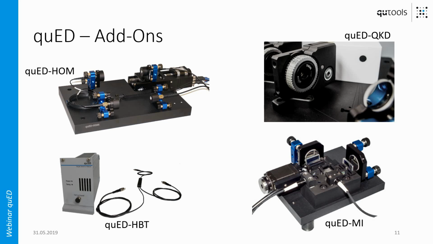We have the quED HOM, which is a setup for seeing the Hong-Ou-Mandel Effect. We have the quED HBT to look at the photon statistics. We have the quED MI, which is a Michelson Interferometer, and the quED QKD, with which you can actually do quantum key distribution.